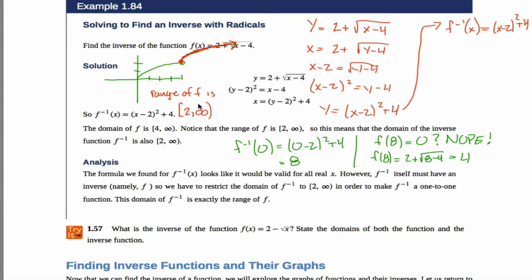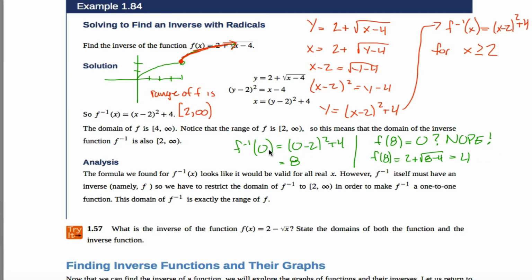And the range of the function is the same as the domain of the inverse function. So this is algebraically correct. However, it's only true for values of x that are greater than or equal to 2. This machine right here is only the inverse of this machine if I restrict the domain of this machine to values greater than or equal to 2. Otherwise, I'll get strange results like I did here.